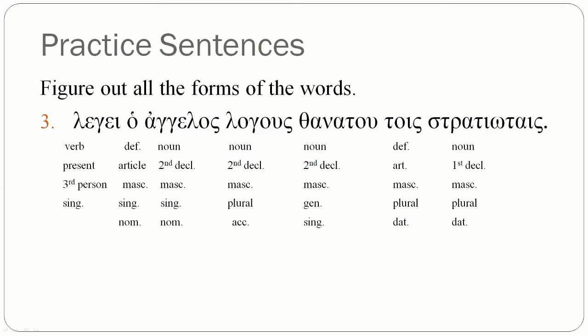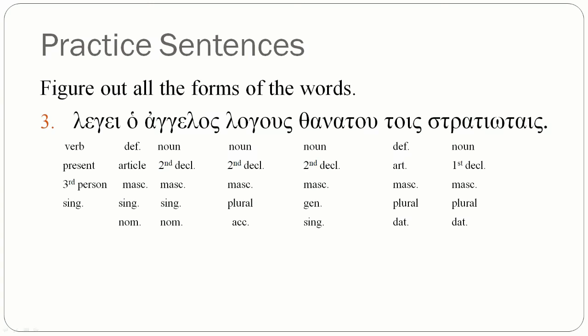First word is lego. This is a verb. It is a present tense verb. There is no sigma or s sound there to make it future. The ending is third person singular. Luo, lueis, luei, third person singular.